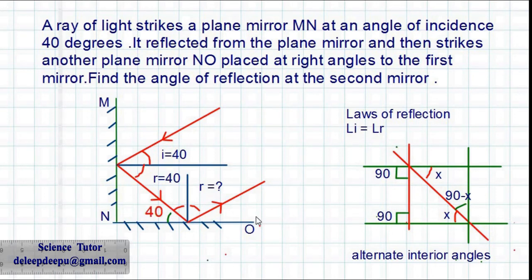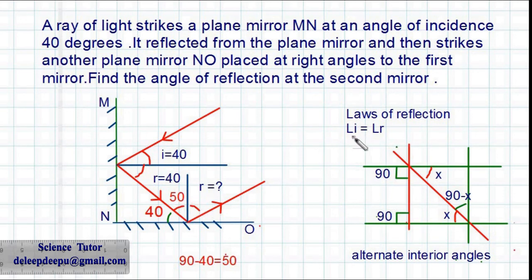Then we want to find the angle of incidence for the second mirror. That also we know how to calculate. That is 90 minus x, that's 90 minus 40. So the angle of incidence for the second mirror is 90 minus 40, that is 50. So we are almost near to our answer. So this angle is 50 degrees.